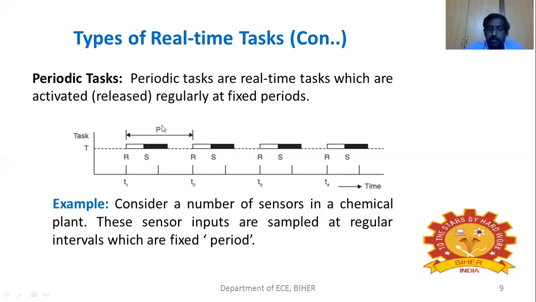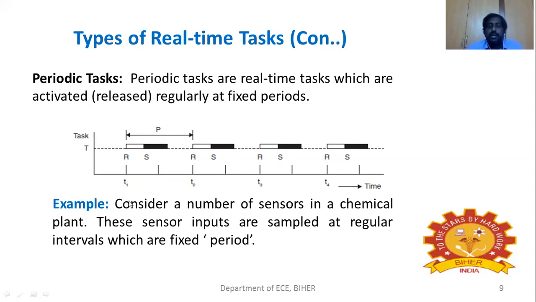So the same task is repeated: 1, 2, 3, 4. These are the real-time tasks activated at every time period. See, it is activated, activated. So every time period it is activated. With respect to time, it is periodic. So this kind of task is called a periodic task.